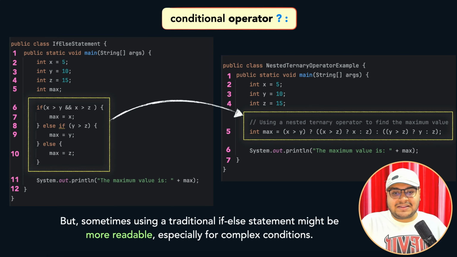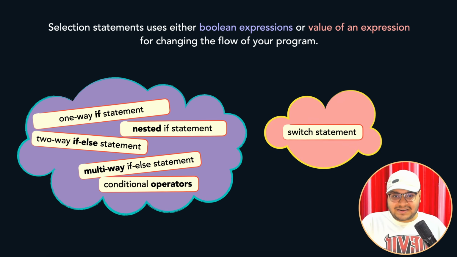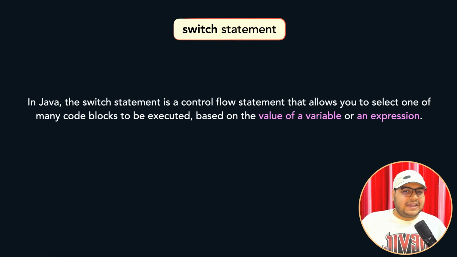And that completes our discussion from the first school of thought. Let's now move to the second school of thought, which uses the value of an expression to split the flow of your program. In Java, the switch statement is a control flow statement that allows you to select one of many code blocks to be executed based on the value of a variable or expression. They help in providing multiple possible execution paths for a program, unlike the if-else statements, which only provides 2 paths, that is either true or false.